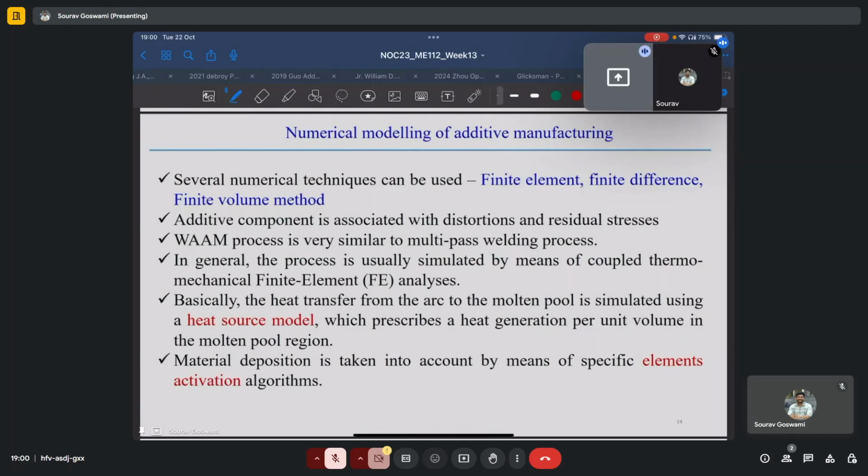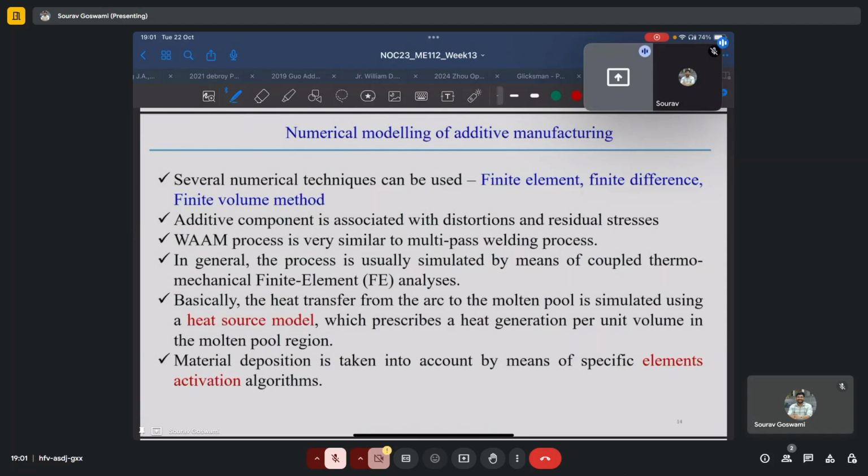The material deposition in turn is taken into account by means of specific element activation algorithms. So we already know that in each layer of an AM process, the material is added in a time-bound fashion. So with the movement of the laser head, the material can be deposited in a blown powder-like process or even in the powder bed process while the material is already there. It gets melted and gets fused to the growing part only when the laser scans over it. Thus, effectively, the materials may have to be activated when they are interacting with the laser source.